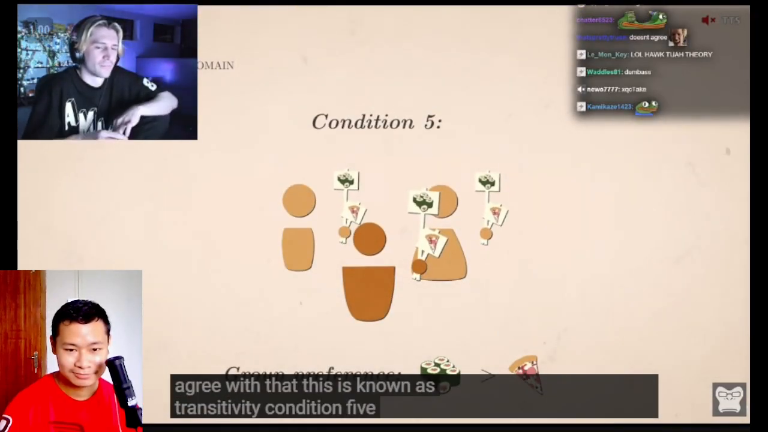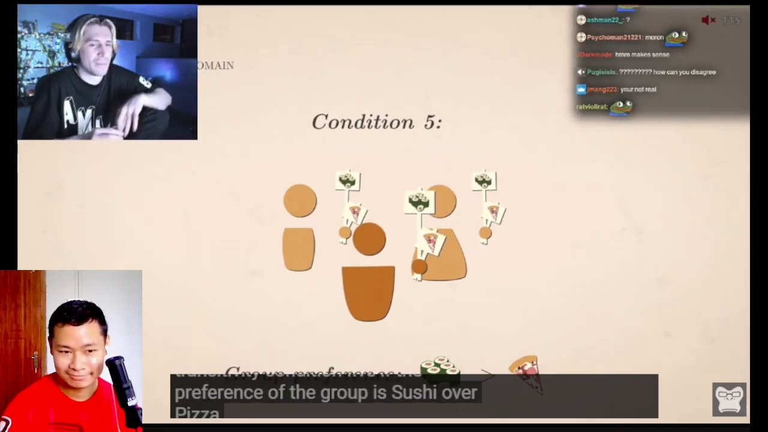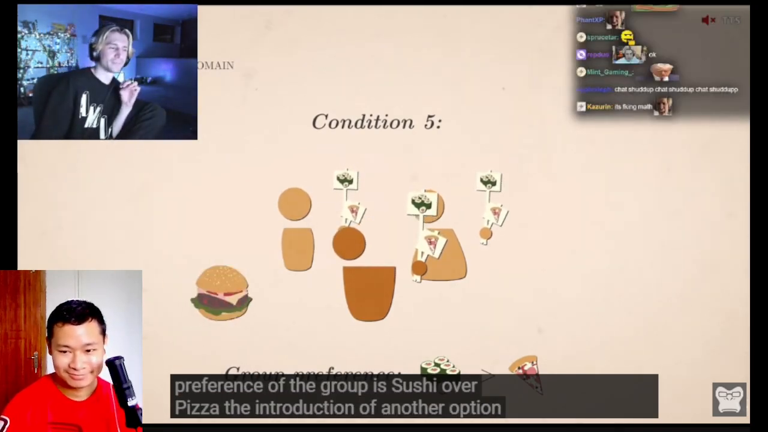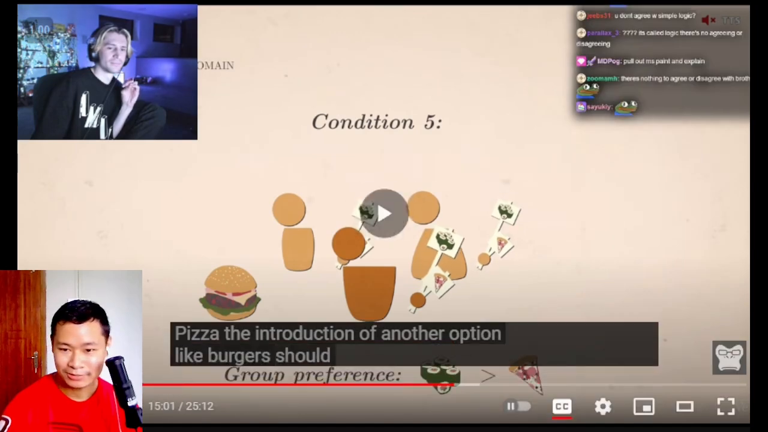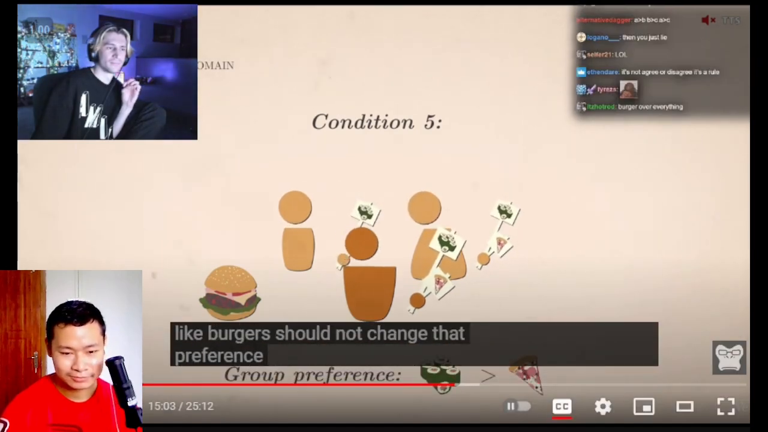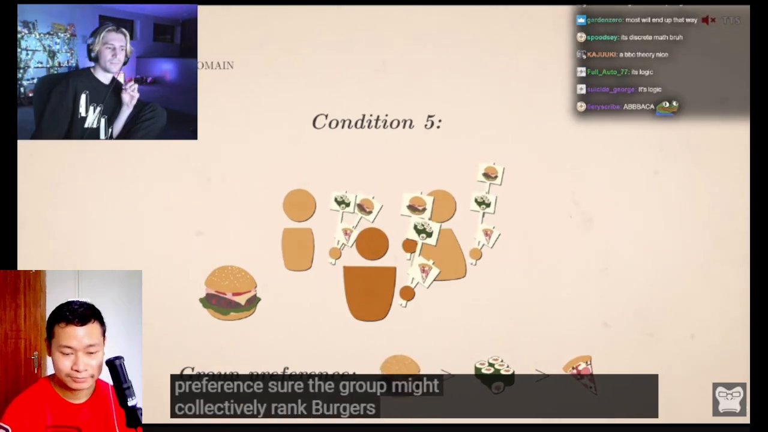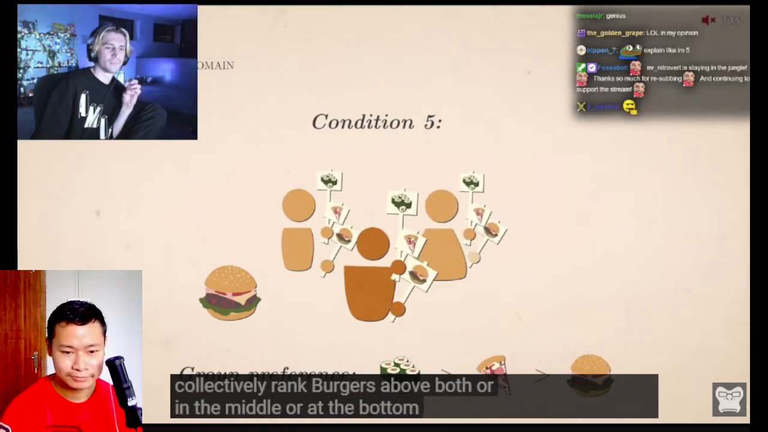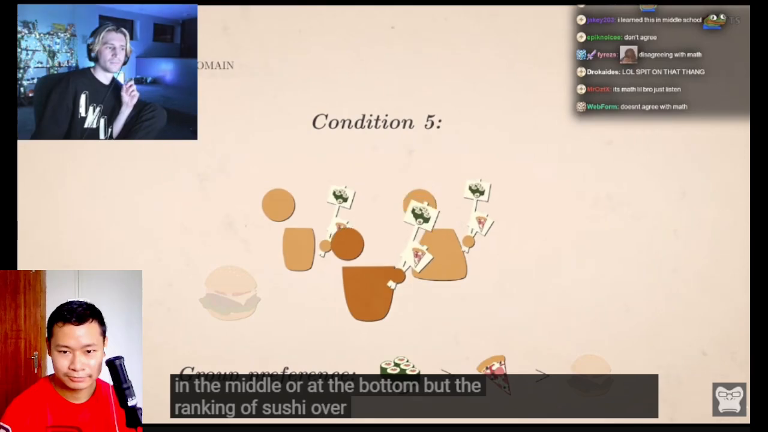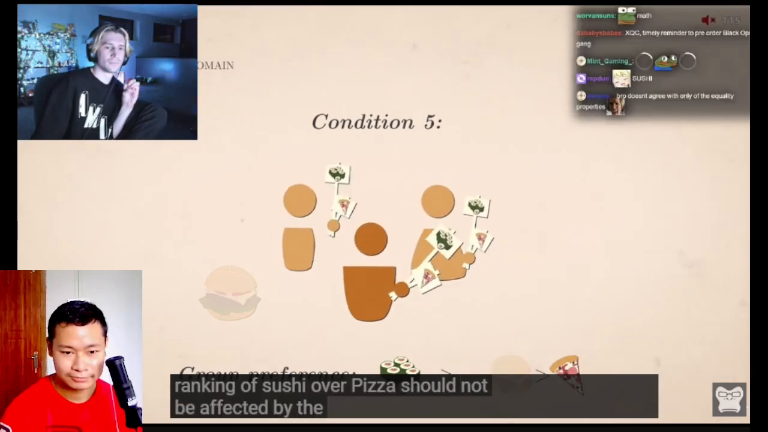Condition 5. If the preference of the group is sushi over pizza, the introduction of another option, like burgers, should not change that preference. Sure, the group might collectively rank burgers above both, or in the middle, or at the bottom, but the ranking of sushi over pizza should not be affected by the new option.